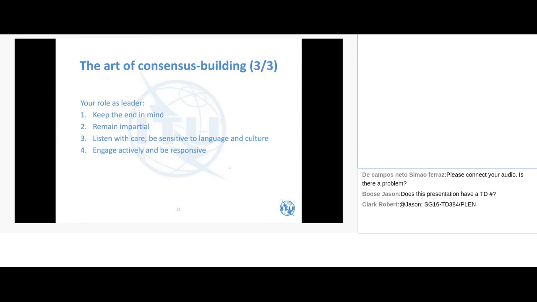This is the point I was going to make, was as a chairman, you may actively involve and be responsive in the discussions. That doesn't mean being silent, and it doesn't mean dominating. It means somewhere in between the two, playing your part.